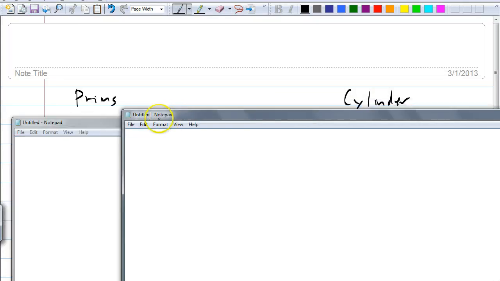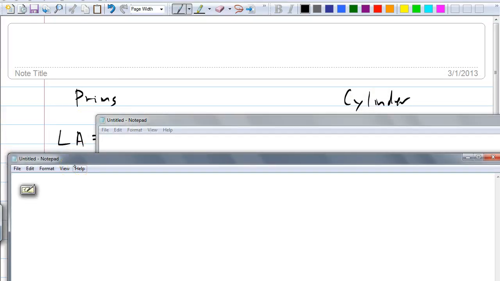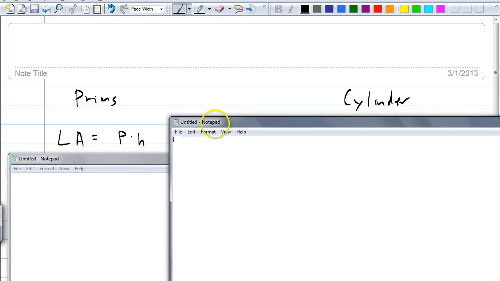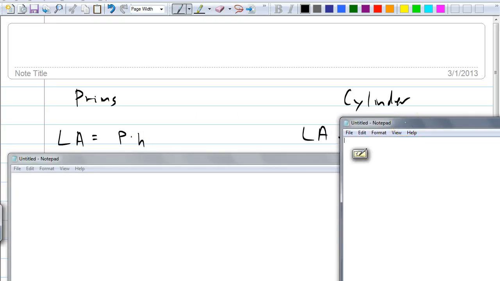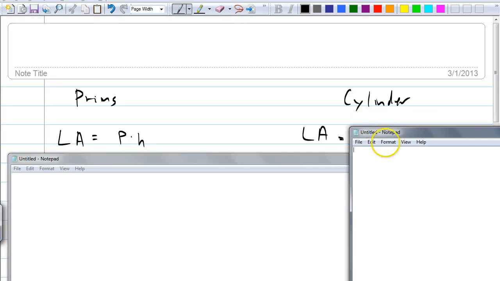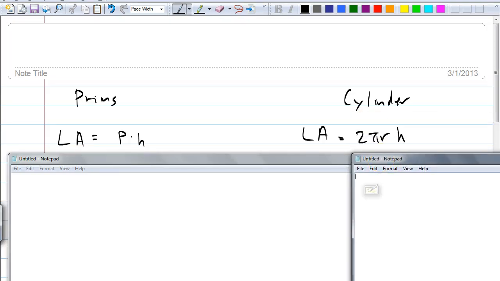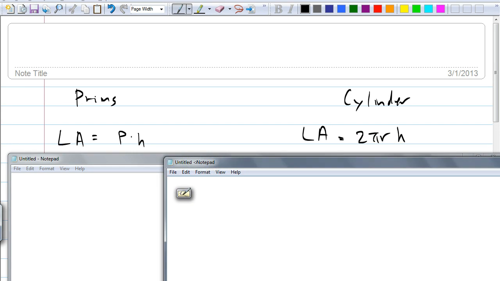So for prisms, who remembers how to find the lateral area for a prism? How about Jonathan? Perimeter times height is correct. Well, what about the lateral area for a cylinder? How about Grace? Exactly, it's perimeter times height again, but it's not really the perimeter, it's the circumference. Very good. Do you see the similarity? It's the same.